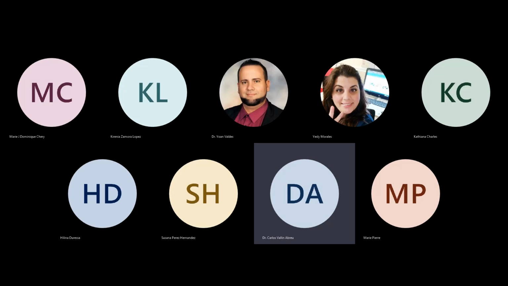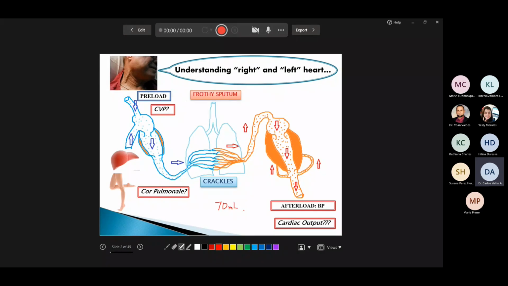20 milliliters each time the heart contracts. So you move forward around 70 milliliters of blood. It's a volume. But you know that your heart beats or contracts at rest around 70 times per minute.